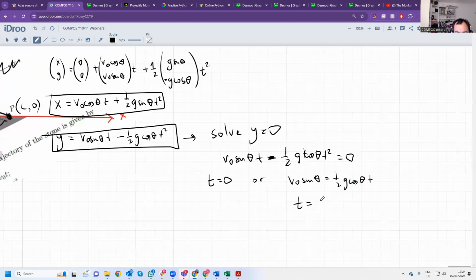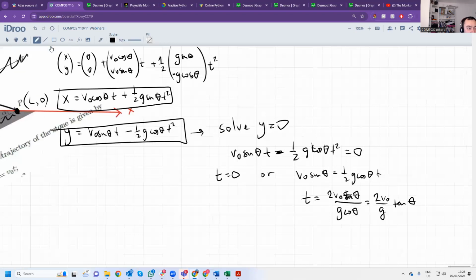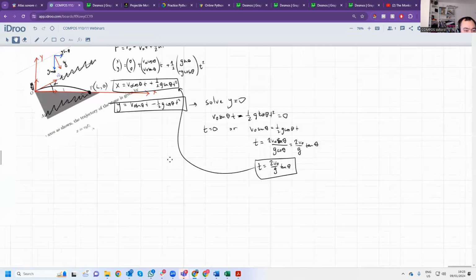In other words, t is equal to 2 v0 sine theta divided by g cos theta. So 2 v0 divided by g tan theta. So it's quite cool. So this is the time. And then you substitute the time in. So t is 2 v0 divided by g tan theta. You substitute the time into here to find L.